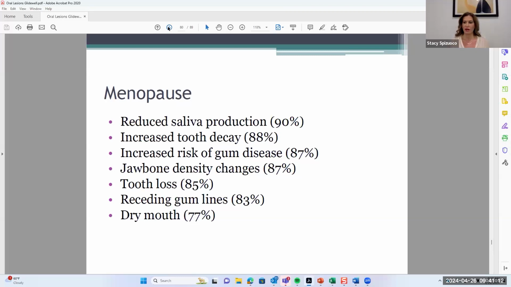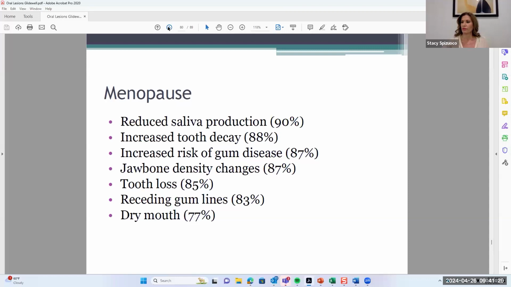This is something that we can see in the mouth and help our patients to find a diagnosis of what's going on in their body, and why all of a sudden they have what we would say is poor oral hygiene can really just be limited to being menopause.